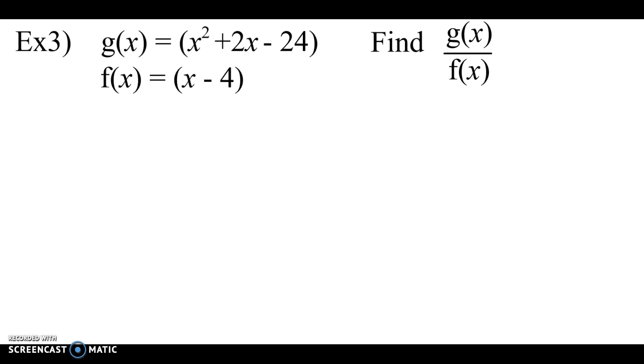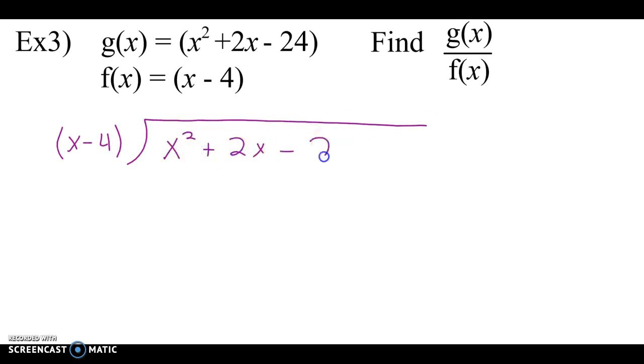So they give you a g of x, they give you an f of x, and then what do they ask you to do to them? Divide. So g of x is being divided by f of x. That means f of x is in the front. So this is how you'll want to write it down.